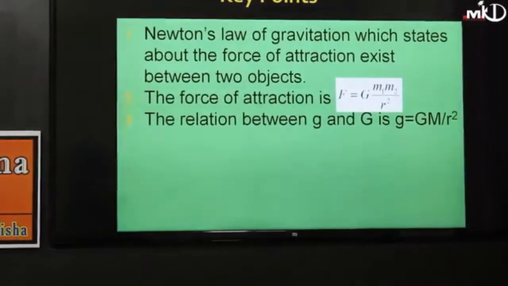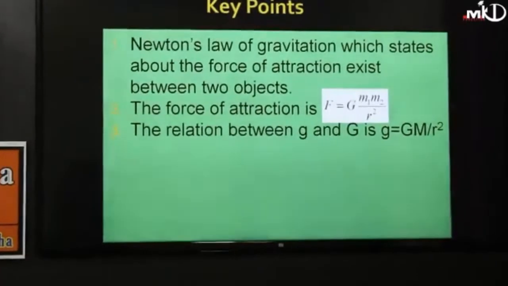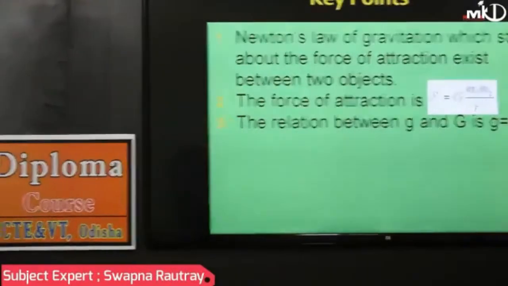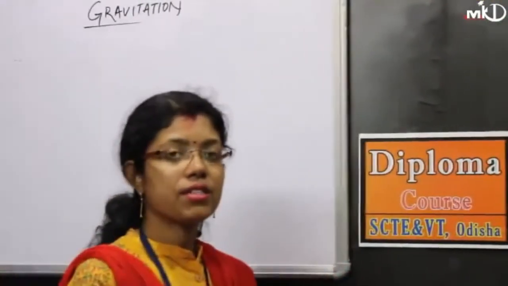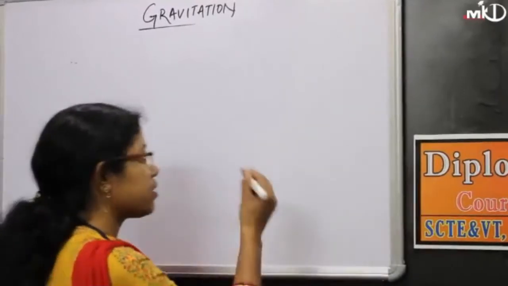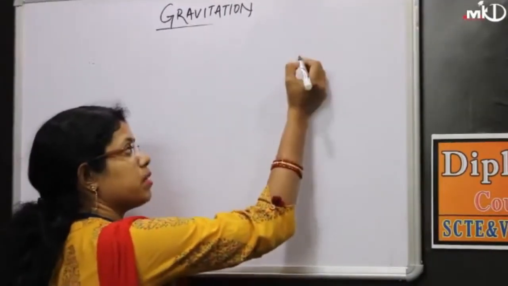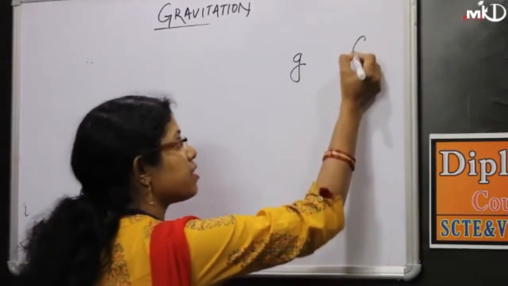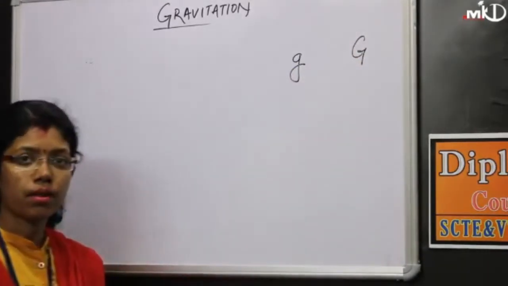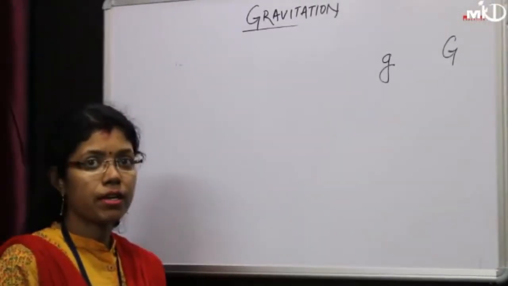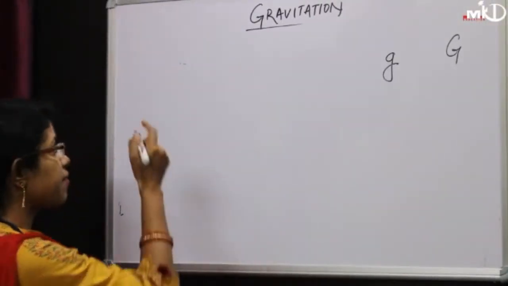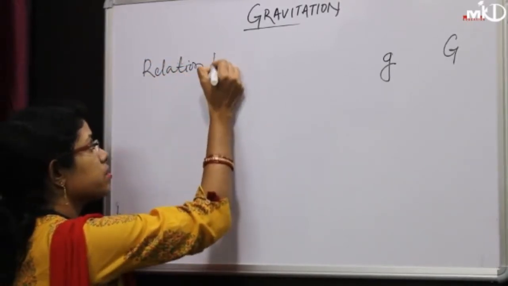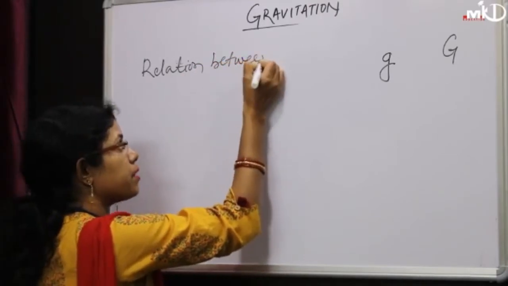Another term we usually come across is acceleration due to gravity. So what is the difference between acceleration due to gravity and gravitational constant? The symbol we use for acceleration due to gravity is small g and for gravitational constant is capital G. Both are two different terms we use in physics. So let us derive a relation between small g and capital G.